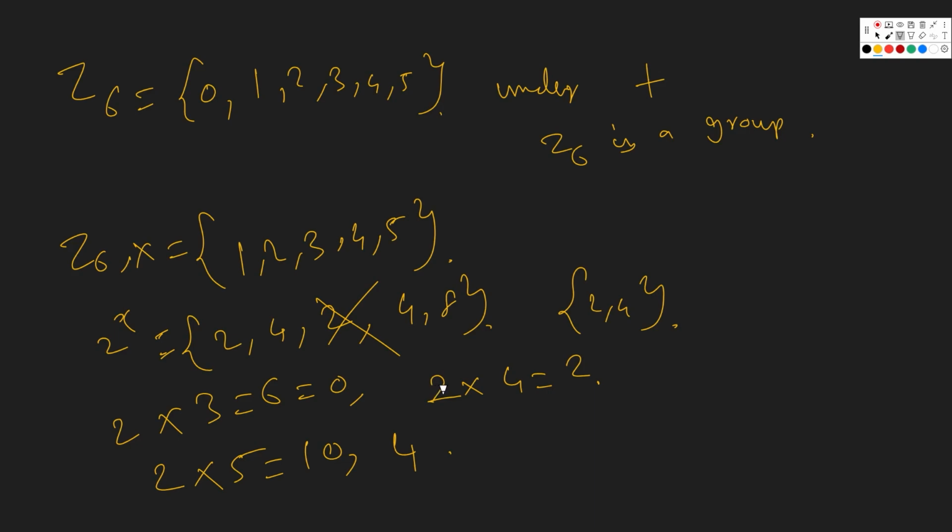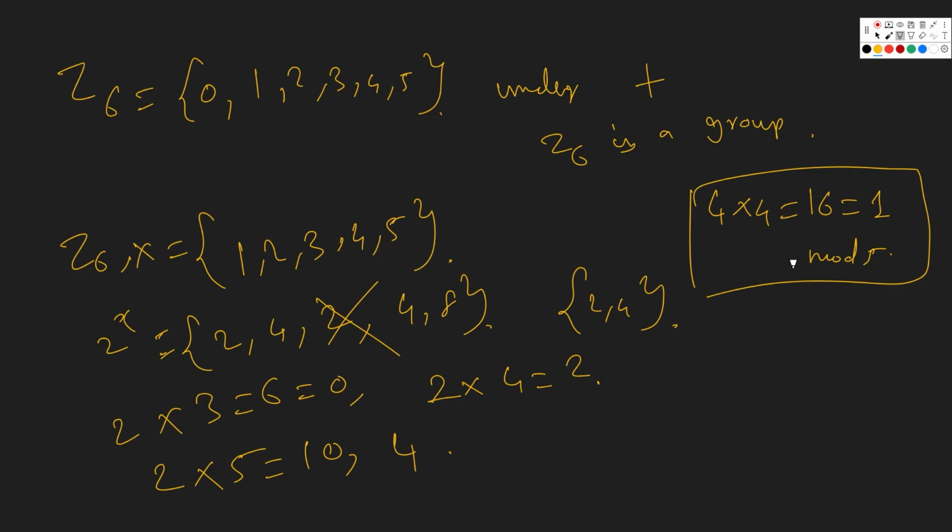If you remember, in Z5, 4 is not a generator. It did not generate the whole group, but it has an inverse because 4 times 4 is 16, and when we are taking modulo 5, this is 1. Here we are talking about modulo 5. I'm recalling this from the previous video presentation.